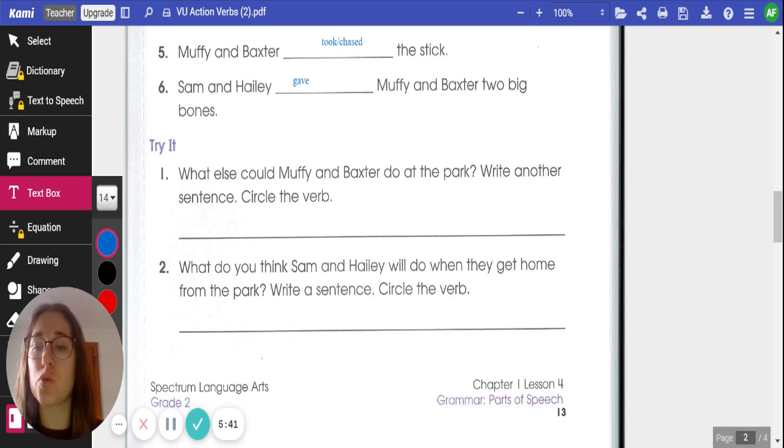Go ahead and do numbers 1 and 2 by yourself. Number 1 says, what else could Muffy and Baxter do at the park? Write another sentence and circle the verb. And number 2, what do you think Sam and Haley will do when they get home from the park? Write a sentence and circle the verb. Go ahead and pause to do numbers 1 and 2 by yourself.